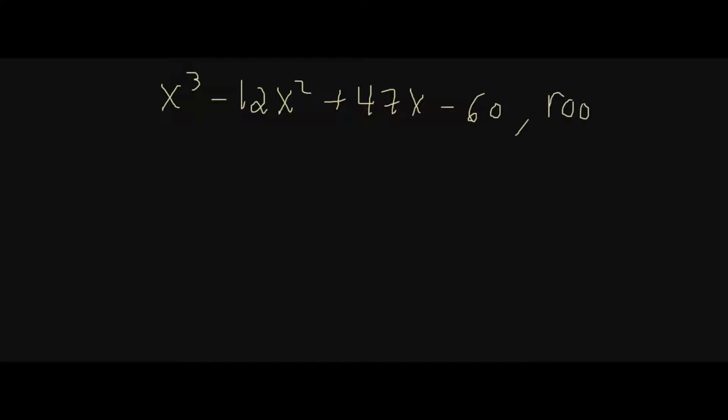So, let's go ahead and look at an example problem that's a little bit more challenging, right? Let's say we have, I think I did this one actually in the other video, x to the third minus 12x squared plus 47x minus 60, and our root is 3.